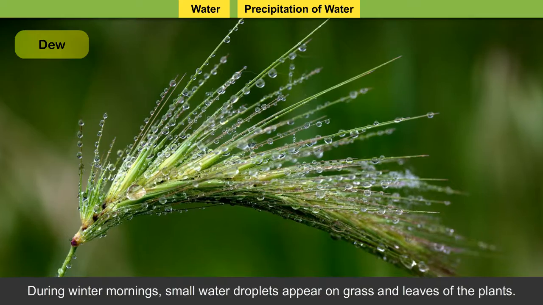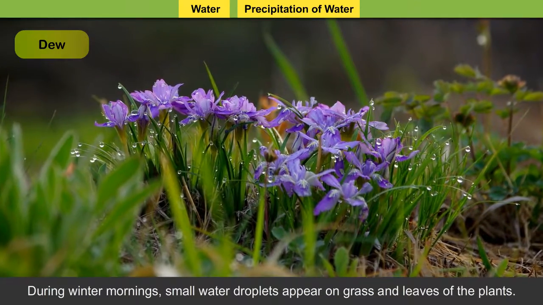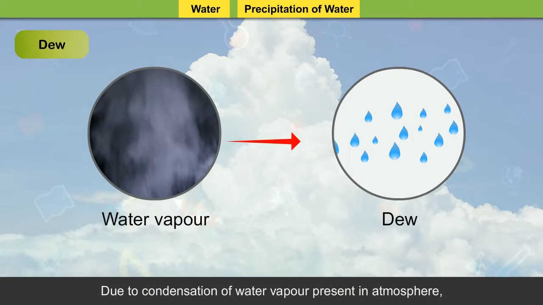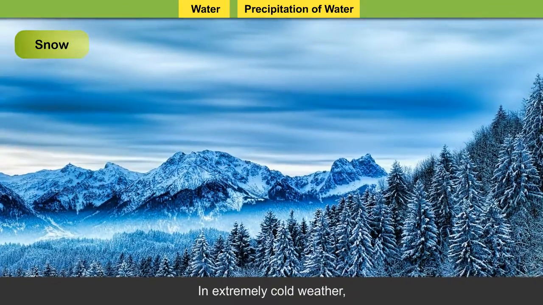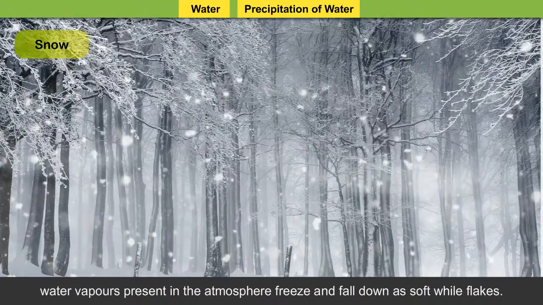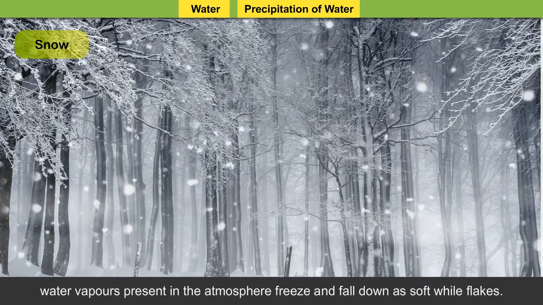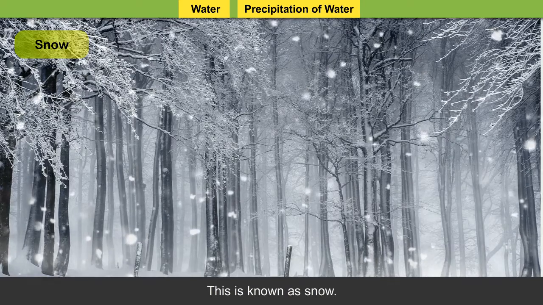Dew. During winter mornings, small droplets appear on grass and leaves of the plants. This is called dew. Due to condensation of water vapor present in atmosphere, dew is formed. Snow. In extremely cold weather, water vapors present in the atmosphere freeze and fall down as soft white flakes. This is known as snow.